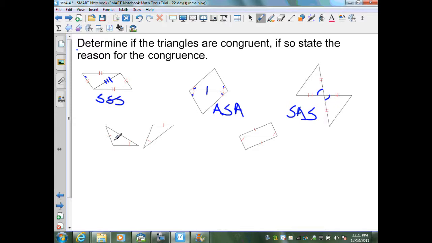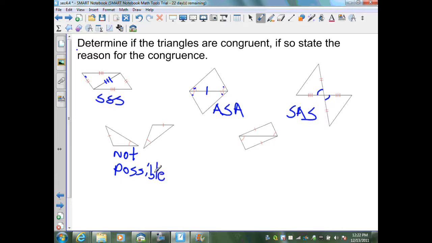The next pair of triangles, I am given a segment in each triangle congruent and an angle in each triangle congruent. I have no other information that is available to me. I know that I require 3 different sets of sides or angles in some sort of combination to prove triangles congruent. I don't have that. Therefore, these triangles cannot be proven congruent, so they are not possible or not congruent.